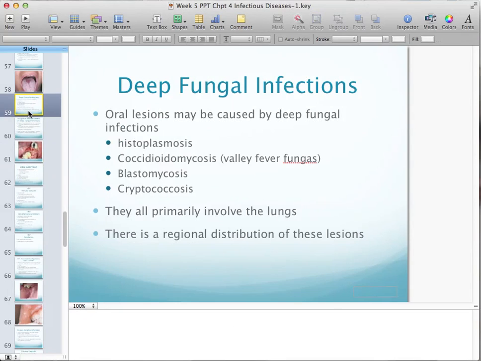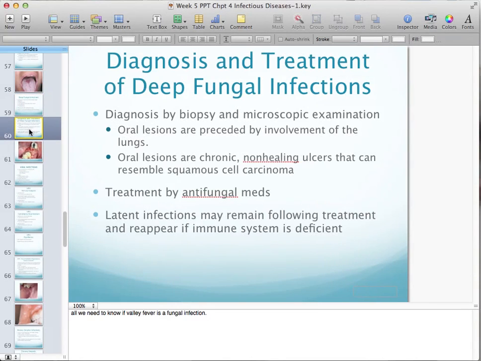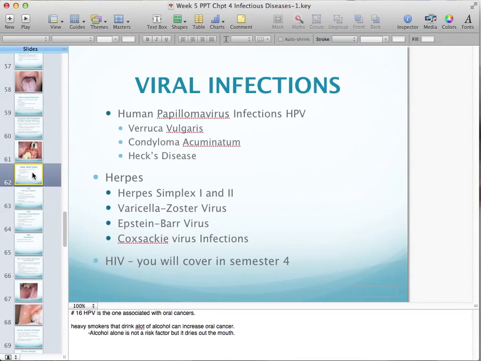The main thing that we need to know about this is that coccidioidomycosis is valley fever. Coccidioidomycosis is valley fever fungus. And yeah, so those were fungal infections.